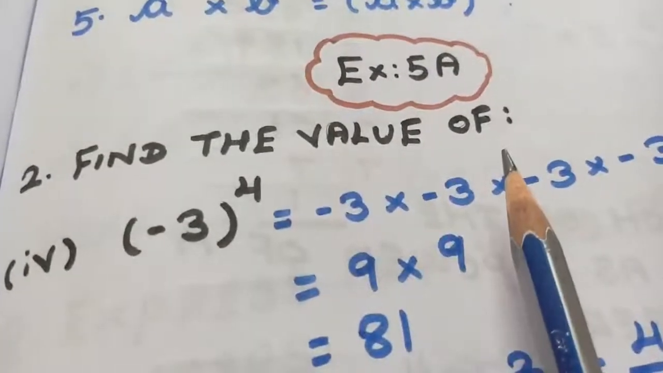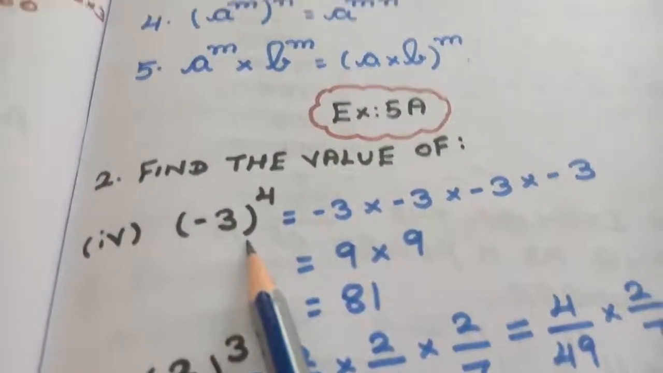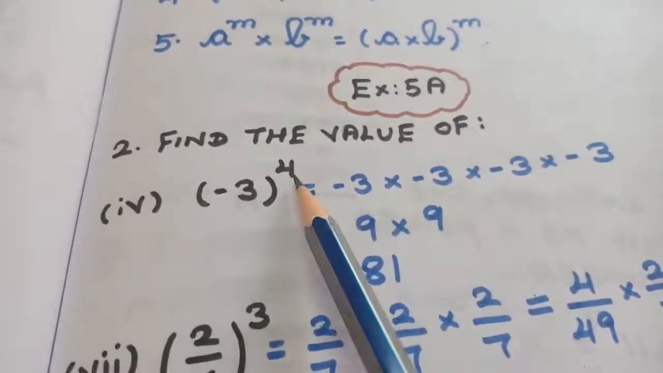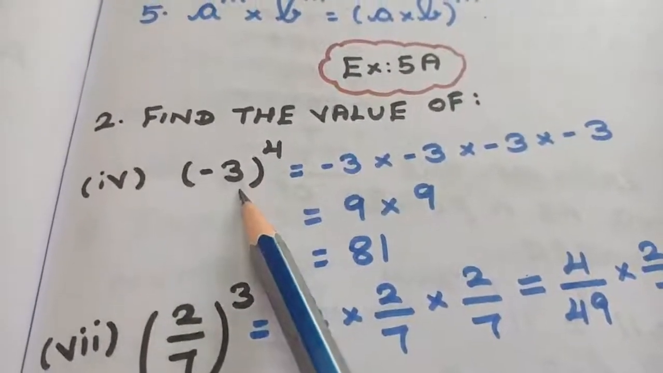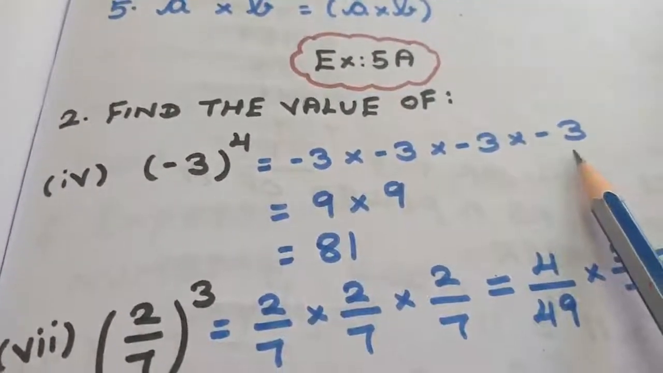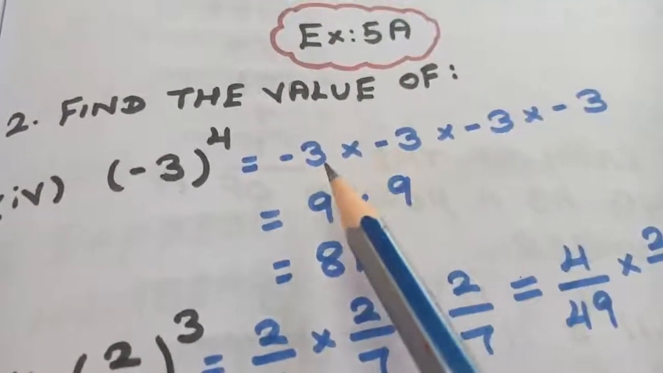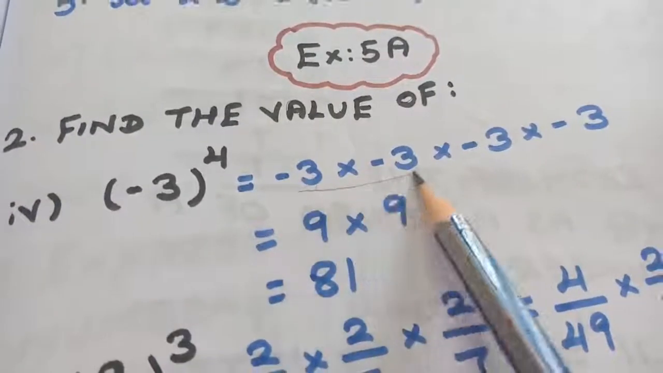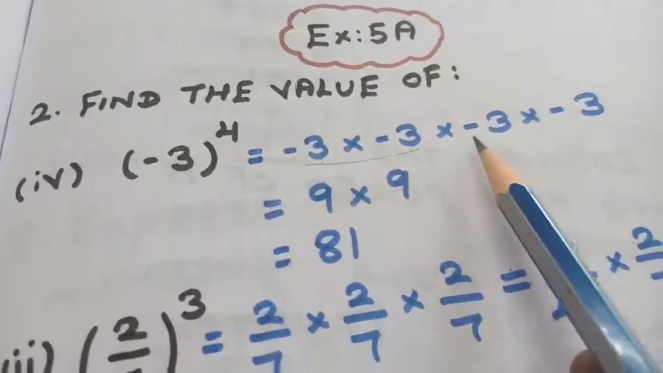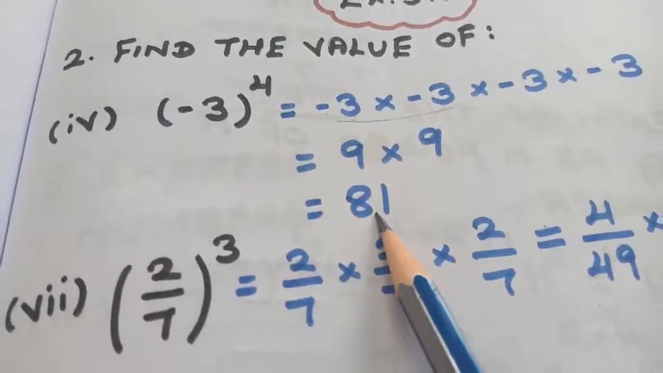Find the value of minus 3 to the power 4. So minus 3 is known as the base and 4 is the power. Minus 3 I am going to write 4 times, that is, 4 times I am multiplying minus 3. You can do the calculation in any way. What I am going to do here is take the first 2 and multiply. Minus into minus plus, 3 3s are 9. Similarly, minus into minus plus, 3 3s are 9. Then if you multiply, you are going to get the answer as 81.